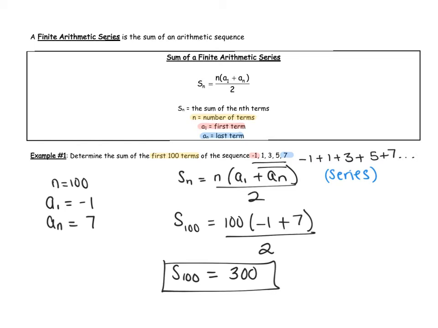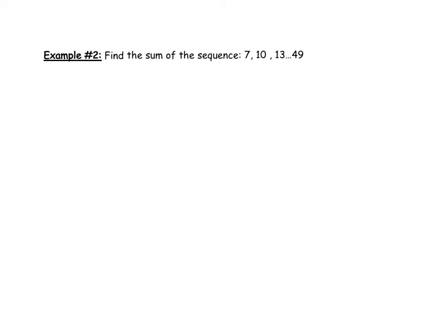Let's try another one. So example number 2 says, find the sum of this sequence. Okay, so let's start with the formula so we know what pieces we need. So S sub n is equal to n times (a1 plus an) all over 2. So the difference between this problem and the first problem is that I don't tell you how many terms there are. We went from 7 to 10 to 13, all the way up to 49. So I'm eventually going to have to figure out how many terms there are. But let's see what we have.